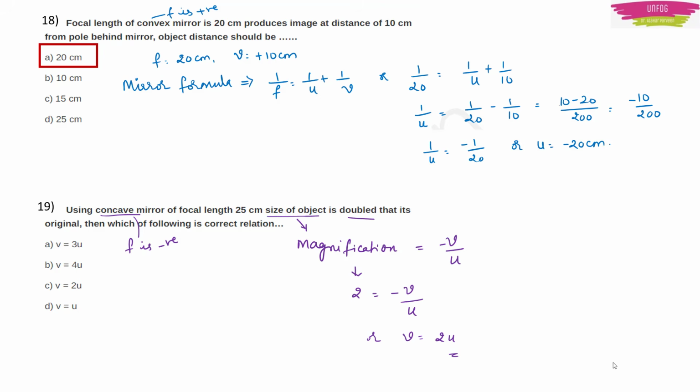This magnification is equal to minus v by u, right, for a concave mirror. Now they are telling that it is doubled, so magnification will become 2. That you write here, 2 will be equal to minus v by u. You get the relation between u and v when you know the magnification, isn't it? So v will be equal to 2u here. Actually v will be equal to minus 2u here, but in the options they have not given the minus sign. That's why we are writing v is equal to 2u. Option C is the right answer.